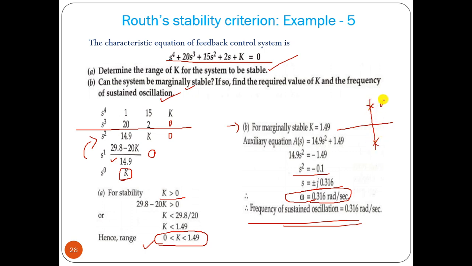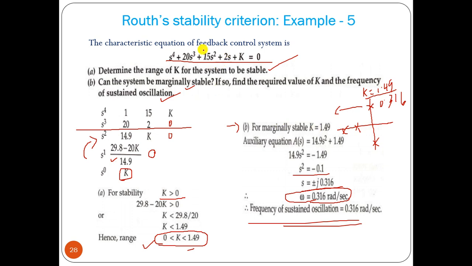That means when k equals this, the j omega value is 0.316. The other two poles are in the left half of the plane, because we have order 4. When k is less than 1.41, the system is stable. When k equals 1.49, the system is marginally stable. For k greater than 1.49, the system becomes unstable. So this is the point that we can find out.